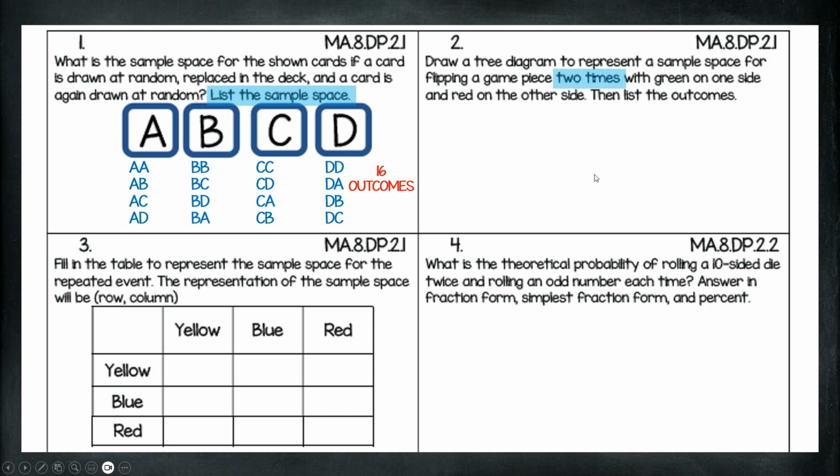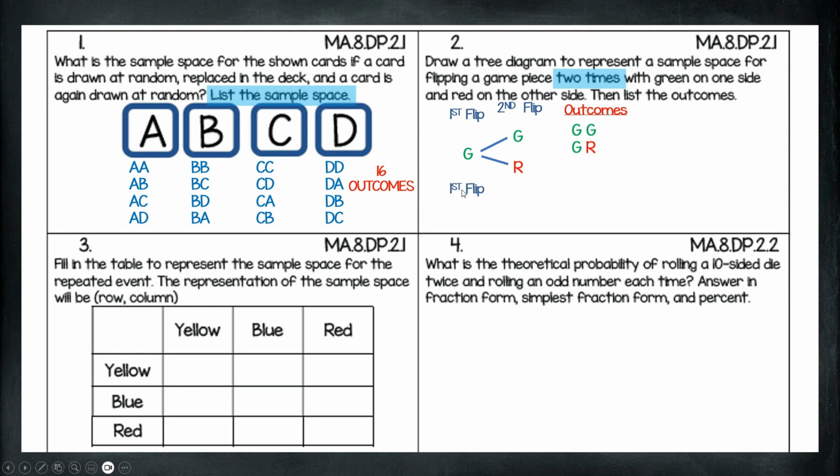Question number 2, draw a tree diagram to represent the sample space for flipping a game piece 2 times with green on one side and red on the other side, then list the outcomes. Okay, so if we have a coin and we have our first flip, say for example, we get a green, okay? On our second flip, you could get green or red. So to list those possibilities, my possible outcomes, I either have green, green or green, red.